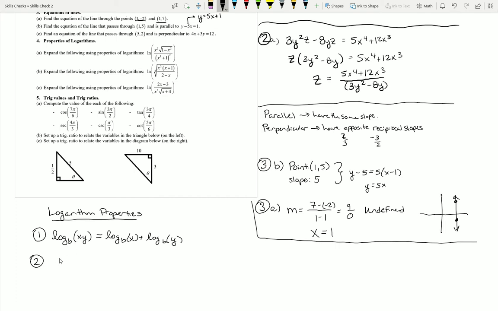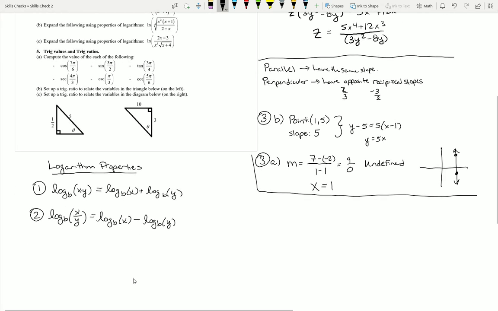Now, property number 2 talks about what happens if I have two things inside of my logarithm that are being divided. Well, I have a very similar sort of result. I'm going to end up with a logarithm of x and a logarithm of y. Notice that I'm putting x first because it was the numerator and y second because it was the denominator. And now these are going to get subtracted. So this is property number 2.